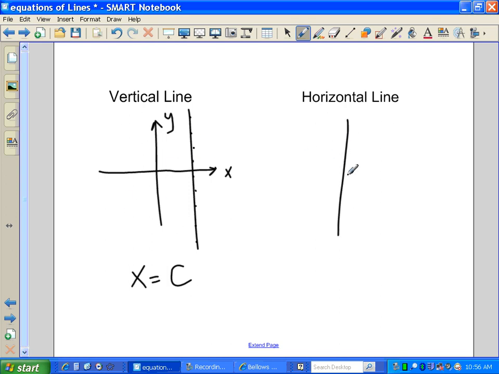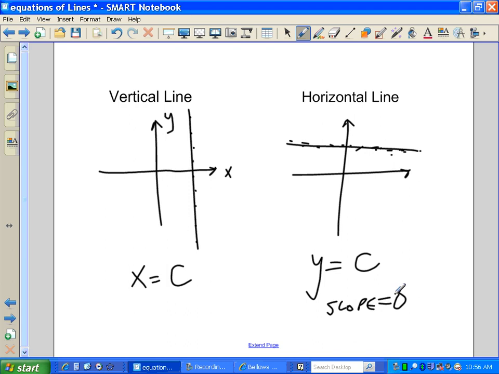A horizontal line, it's horizontal-ish. So there's my x and my y-axis, there's my horizontal line. For that horizontal line, every single point on the horizontal line has the same y-coordinate, even though it may not look like it. And so horizontal line, y is equal to c, some constant. This one has a slope equal to 0, and this one we say has no slope or an undefined slope or any number of ways that we can put it. So vertical lines, horizontal lines.